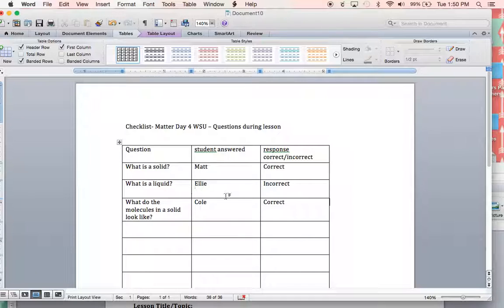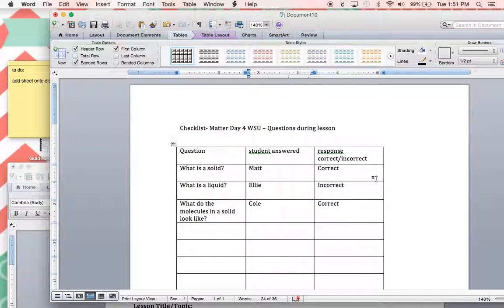One of the students didn't answer the question, what is a liquid, correctly. So I went back to check on this student to make sure she understood what a liquid was and what the difference was between a solid and a liquid. So that's another really great way you can use checklists throughout your lesson.